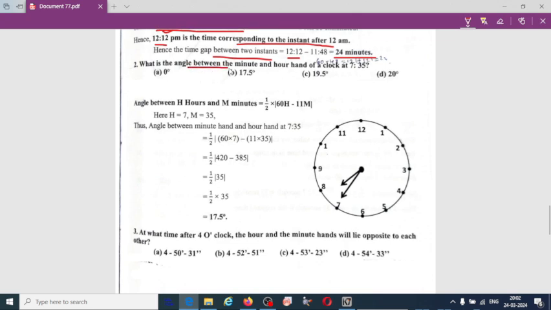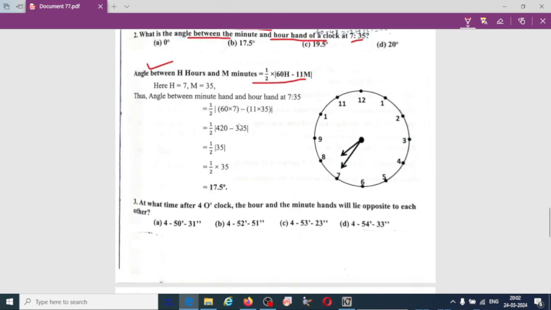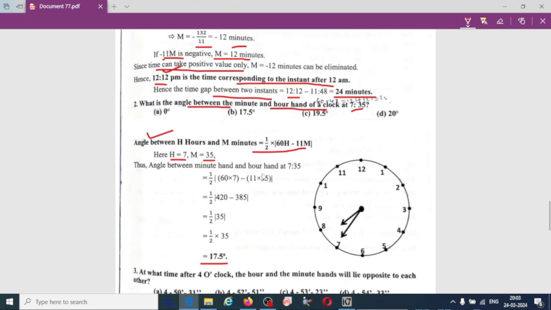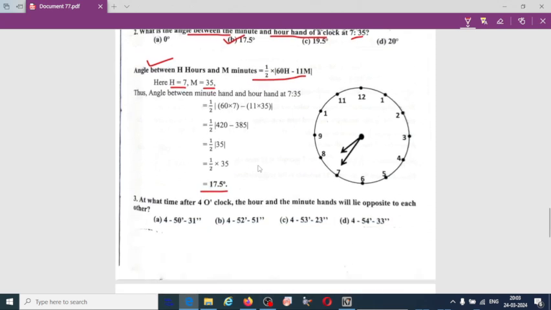Next one, what is the angle between the minute and hour hand of a clock at 7:35? This has also been asked in the previous year question of CSIR NET. So here they have given the time, hour and minute. You should find out the angle. Then the standard formula: first write down hour is how much, 7, minute 35, substitute. Once you substitute, you will get the angle, that is around 17.5 degree. So option B is correct here.